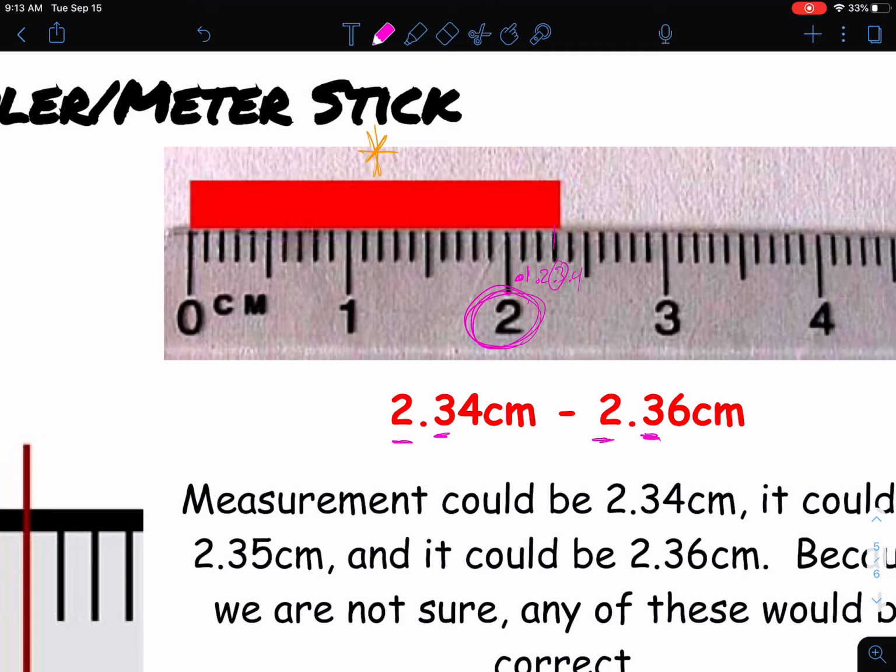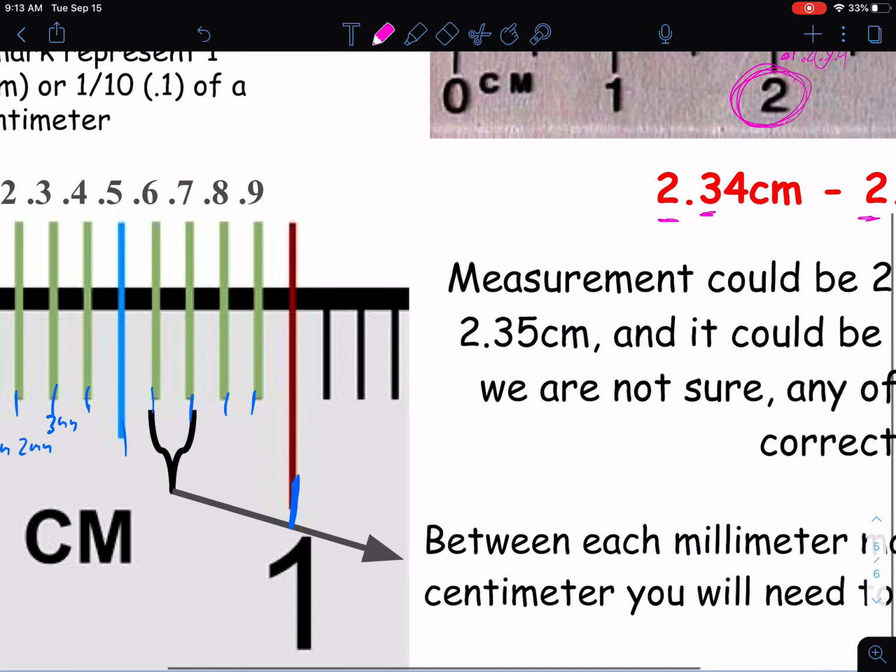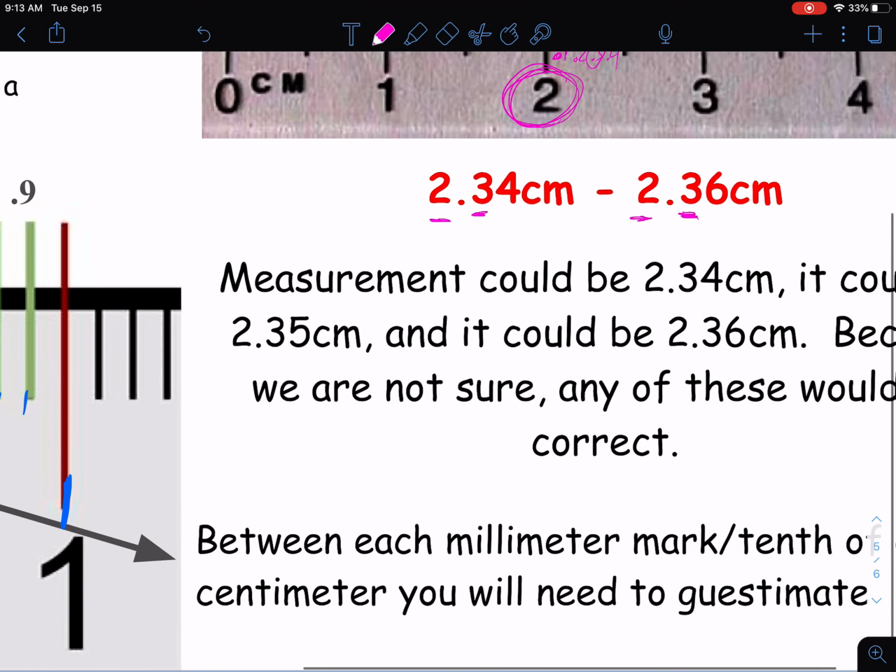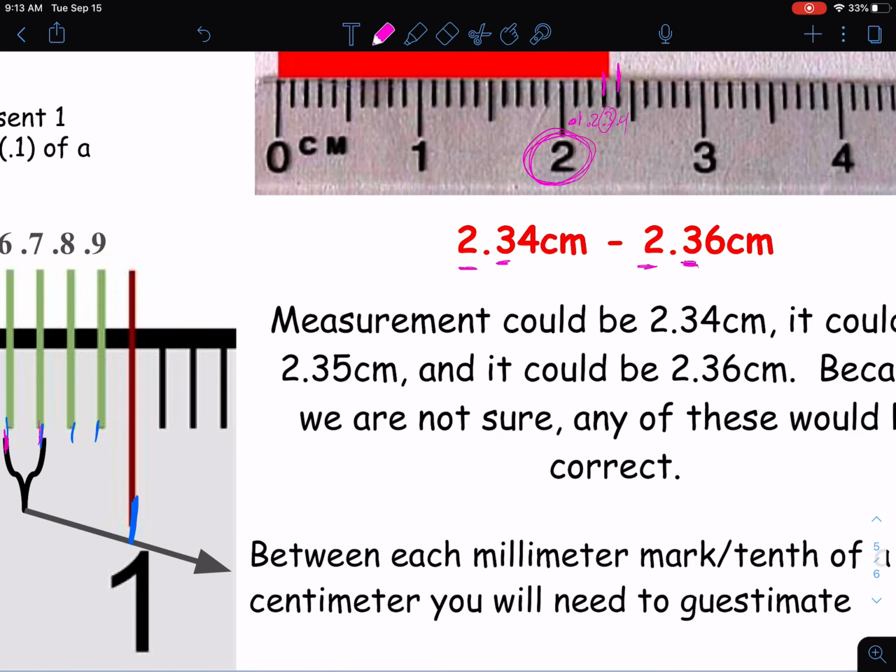Where we don't know is from here to here. We're unsure. What we get in between each of those marks, as it says right here, between each millimeter mark or 1/10 of a centimeter, you need to guesstimate because there's no marking to tell.